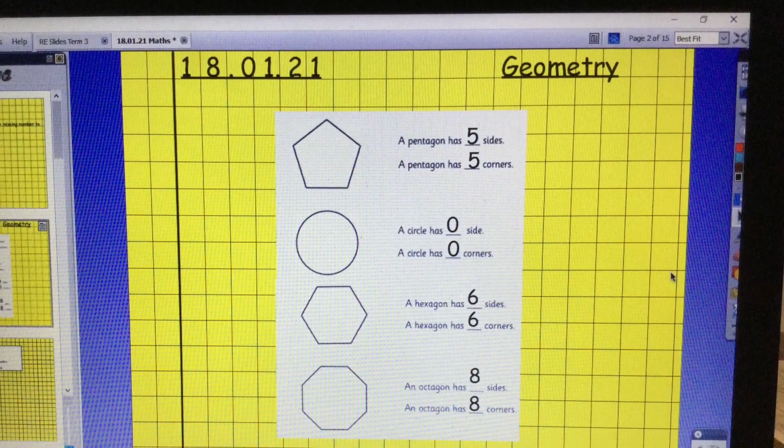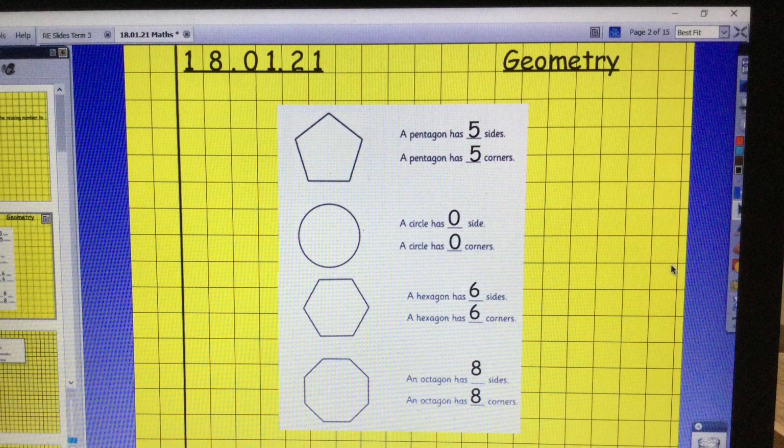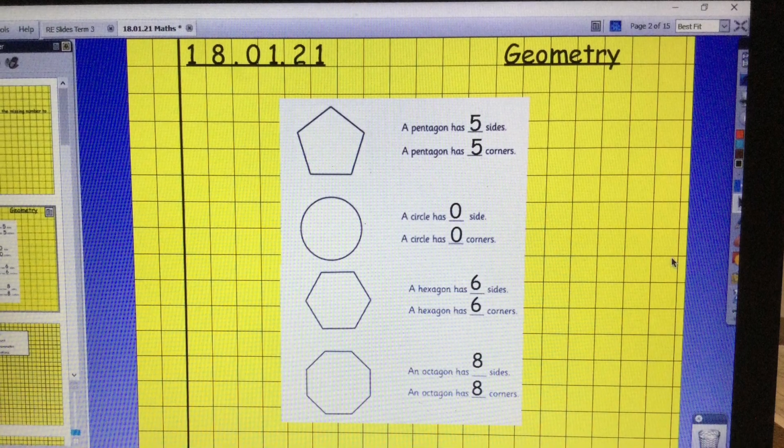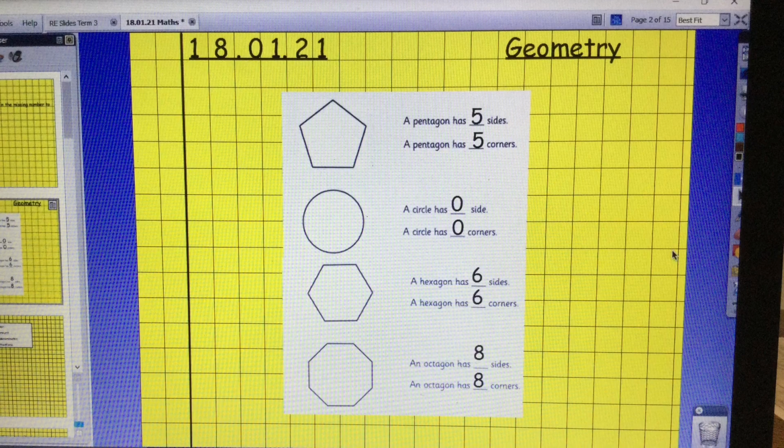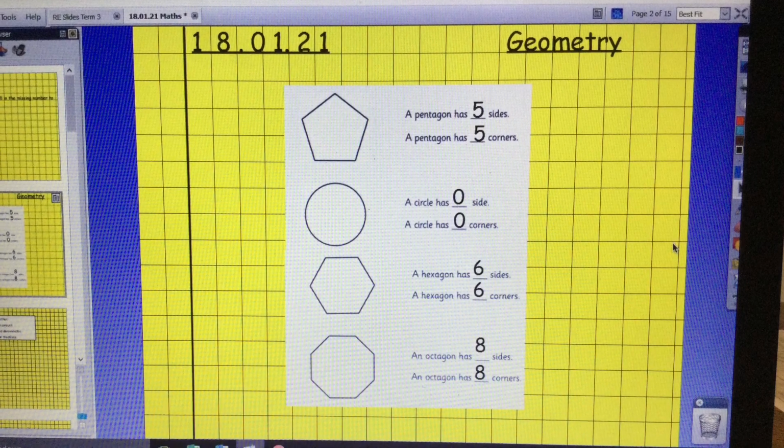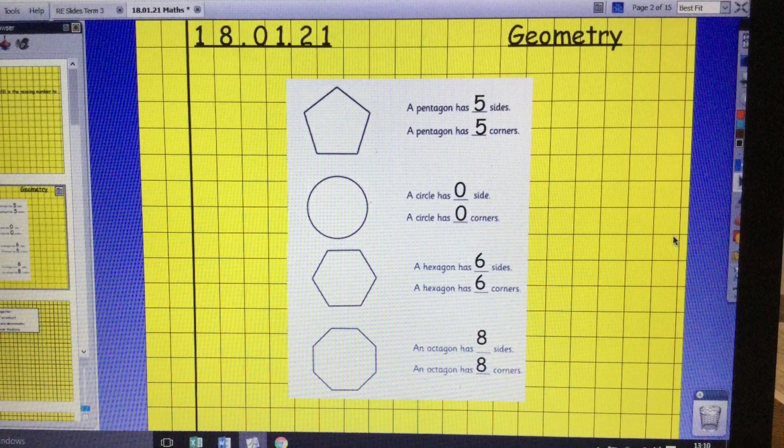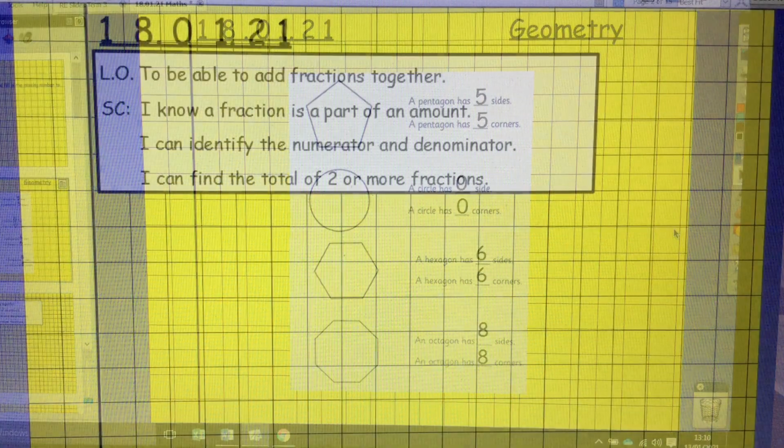A pentagon has 5 sides and 5 corners. A circle has no sides and no corners. A hexagon has 6 sides and 6 corners. And an octagon has 8 sides and 8 corners.